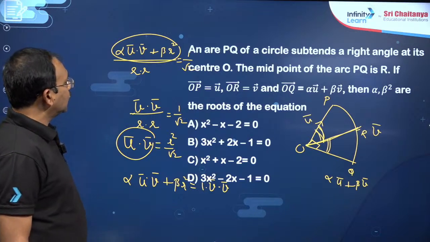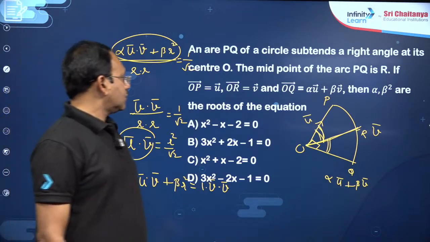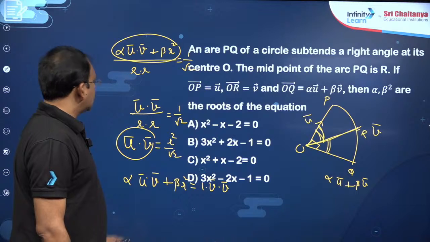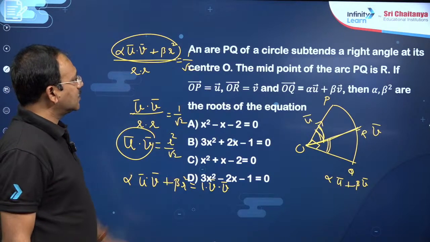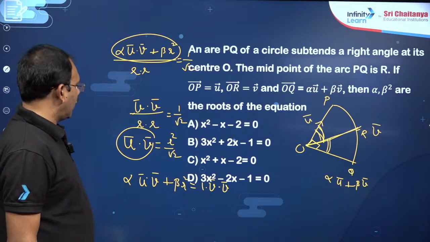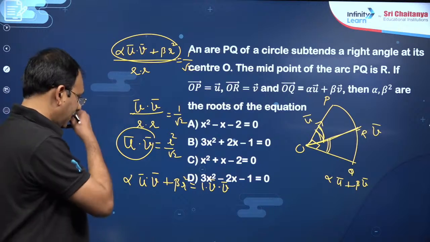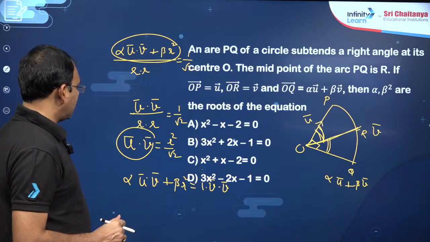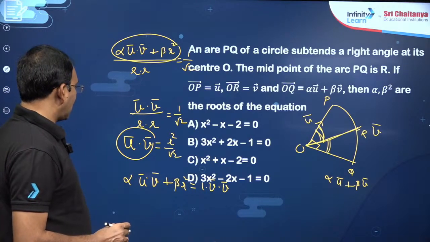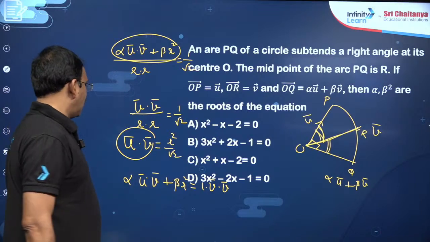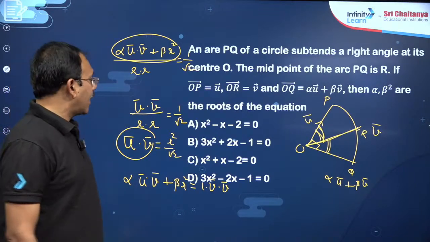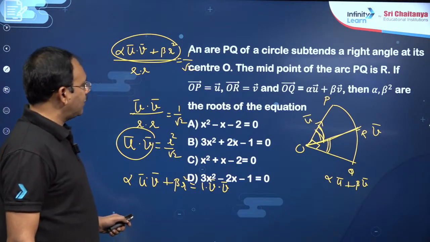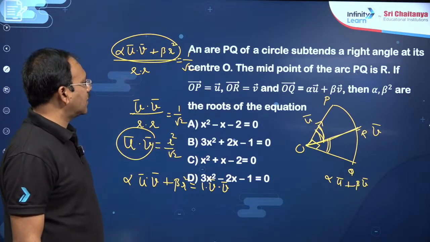Here, from this, and the angle between these two, any other information is given, that is the only point. From this you have to find alpha and beta. So beta into r square, this is U dot V, it is given in terms of this. Accordingly, you can observe alpha and beta here, and you have to find the quadratic equation followed by this.